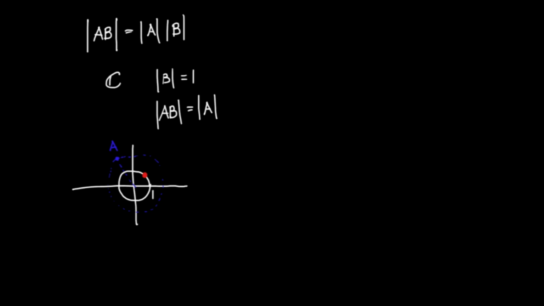And what we saw was that multiplication by B, if B is on that unit circle, means that AB is going to be found somewhere on the blue circle. That is, A gets rotated over to AB and is kept on the same circle. So that was the main point of the last video I made.